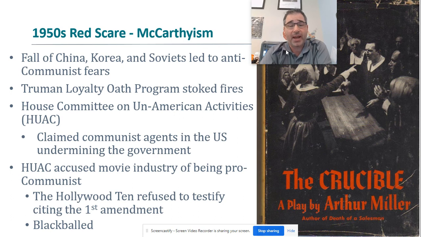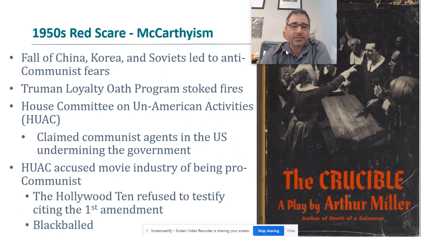Truman tries to fire back. He creates something called the Loyalty Oath Program. The Loyalty Oath Program said that anybody that was in government had to swear allegiance to the American system. The problem with this is it made it seem like the Republicans were telling the truth, that there were communists in the government, communists that were trying to undermine America. And Truman, by having this Loyalty Oath Program, kind of fed the flames rather than snuffing it out.